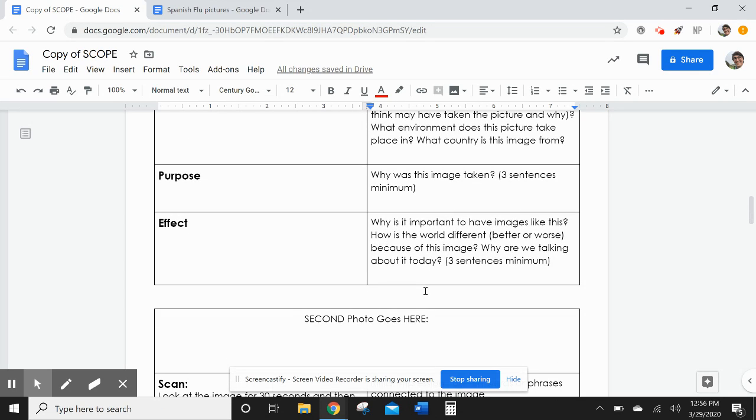Effect. Why is it important to have images like this? So is it better that we have images like this? Are we worse off because of it? What kind of role do these play? Why are we talking about it today?